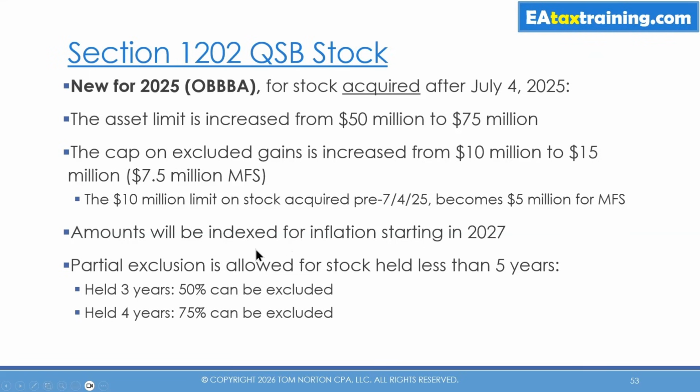Then also for this stock acquired after July 4th of 2025, there is a partial exclusion that is possible. So if you held the stock for 5 years or more, you get the full $15 million exclusion. If you held it for 3 years or more, you can exclude 50%. And if you held it for 4 years or more, you can exclude 75%. And of course, if you held it for more than 5 years, it is 100% up to the $15 million.